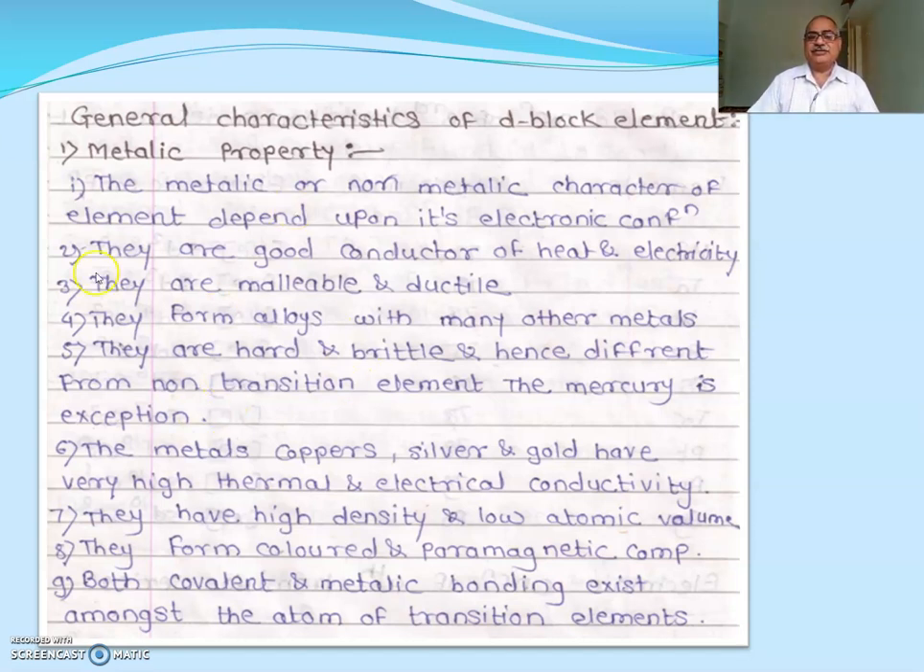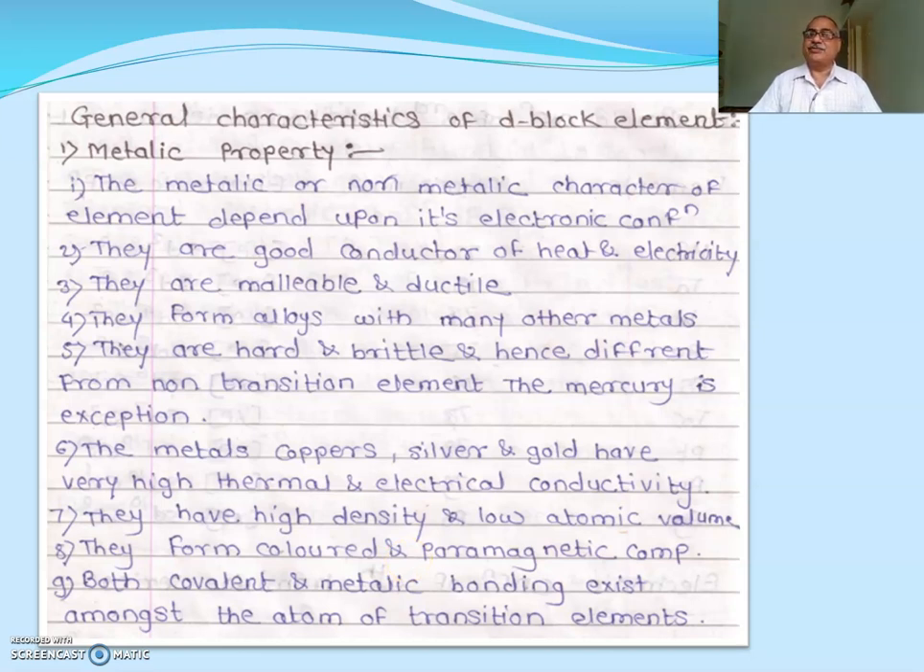Then metals like copper, silver and gold have very high thermal and electrical conductivity. Then they have high density and low atomic volume. They form colored and paramagnetic compounds. The transition elements show colored compounds.